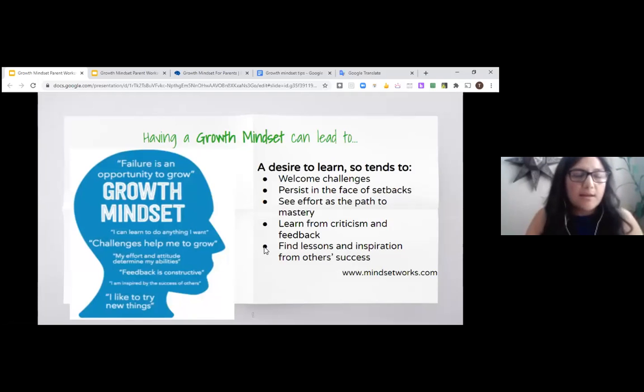So now we'll talk a little bit more about growth mindset and fixed mindset. Now, having a growth mindset can lead to just the desire to learn. So individuals that have this kind of mindset want to learn. When there's a challenge, they welcome it. They're like, bring it on, I want a new challenge. They might persist in the face of setbacks. So if something's not going their way, they'll continue. They won't stop. They see effort as a path to mastery, and they learn from criticism and feedback.